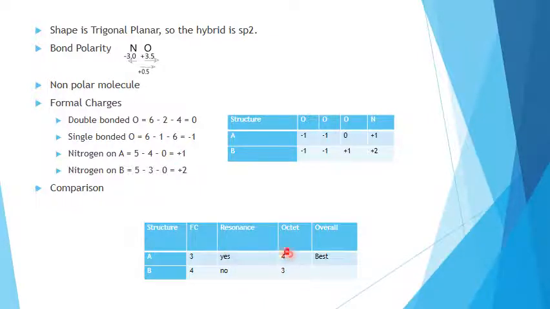A has resonance structures, and also all the atoms have an octet, and in the B structure it only has 3. So obviously A is going to be the best structure, the resonance structure.